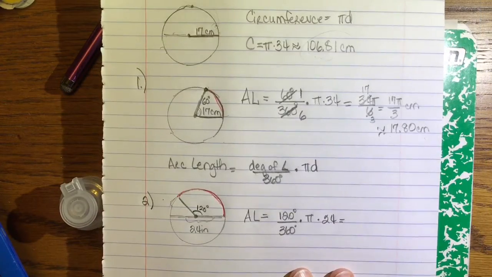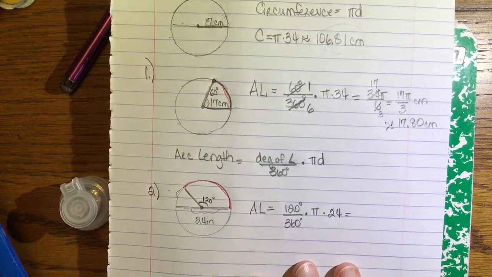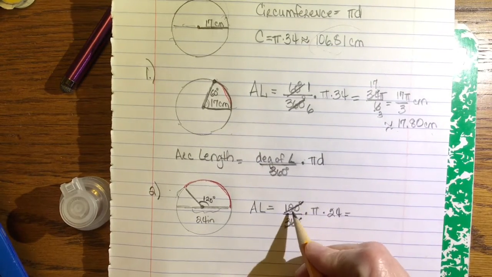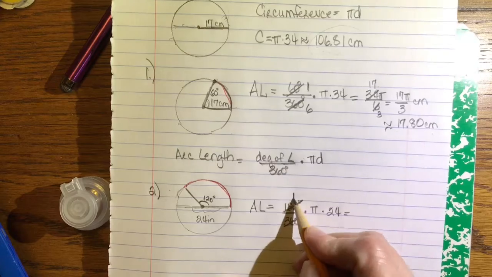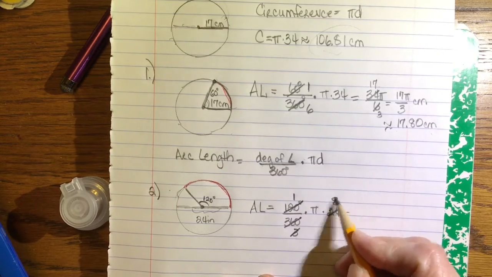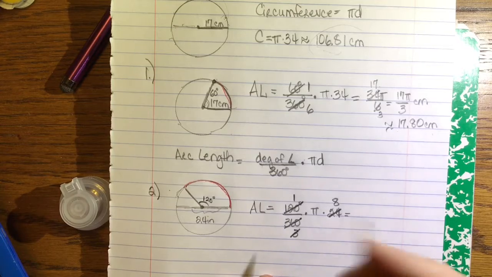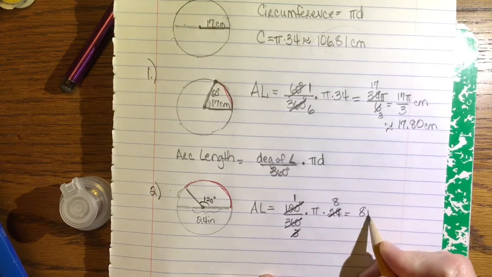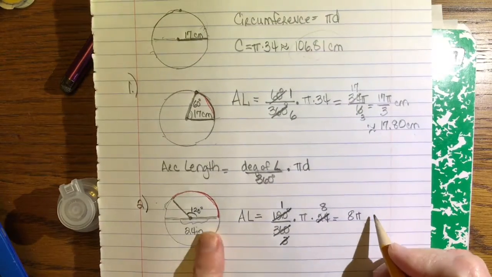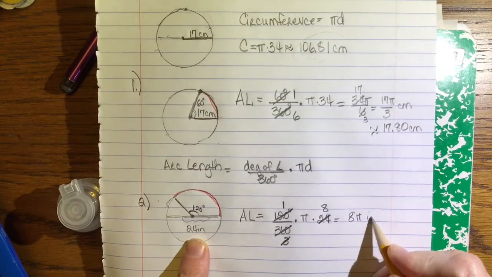Now, let's see if we can do some reducing. I like to reduce. It just makes it a little bit easier. 120 and 360. If you divide 120 into both of them, you get 1/3. Then you can cancel the 3 and the 24 if you choose to do that. And so you end up with 8 pi. Now, you could have typed it in your calculator just like this. Just saves me a little bit of time, and the answer is 8 pi inches.